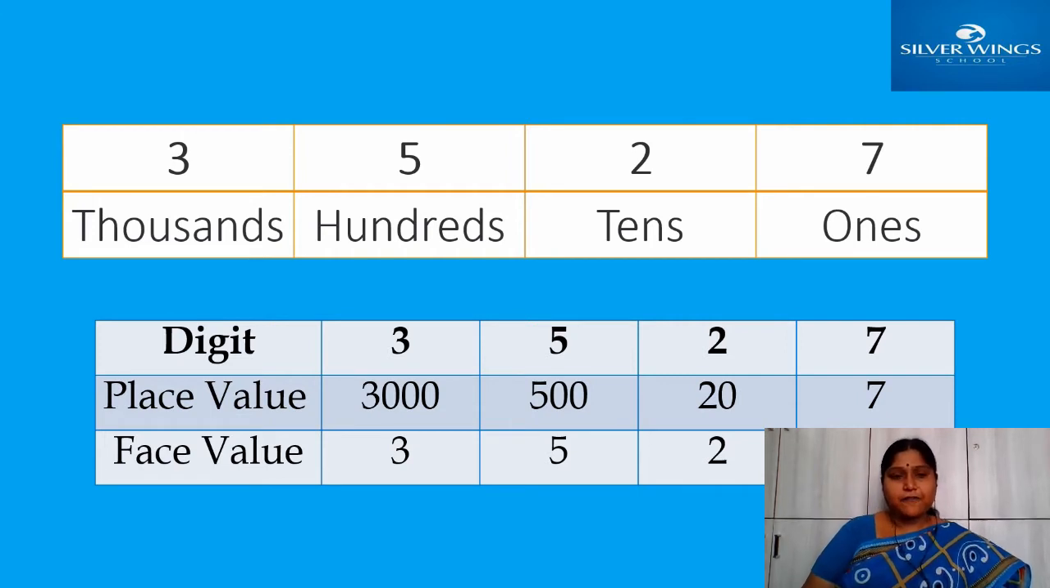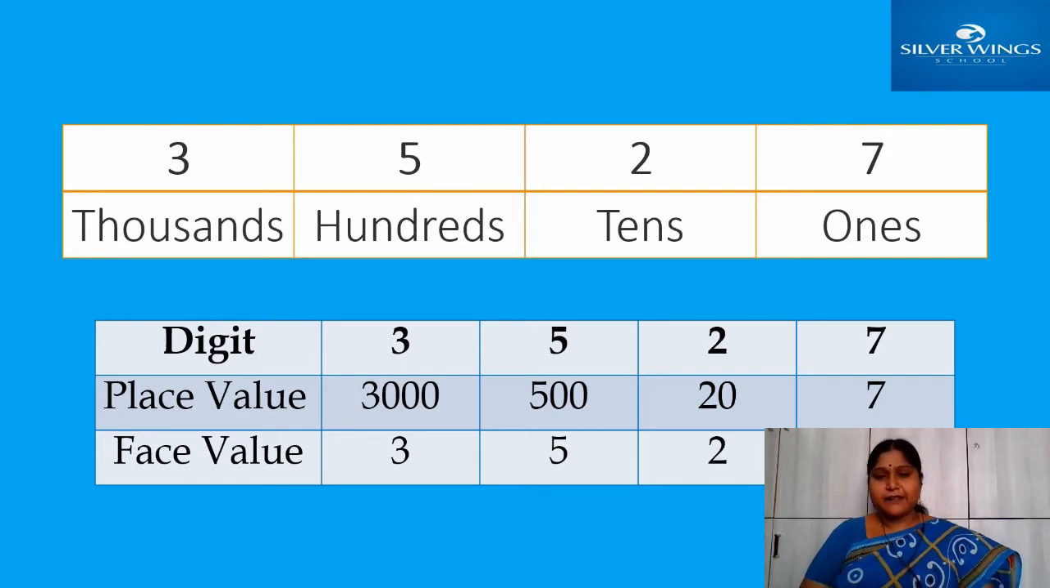Okay, here see, I gave you 3527. Here we already know about place values. 7 is in ones place, 2 is in tens place, 5 is in hundreds place, 3 is in thousands place. 2 is in tens place means the value is 20. 5 is in hundreds place means 500. 3 is in thousands place means 3000. Place value of 3 is 3000. Place value of 5 is 500. Place value of 2 is 20. Place value of 7 is 7.